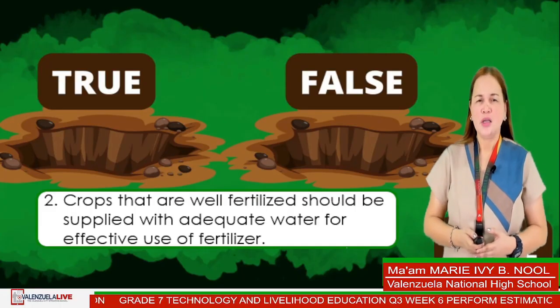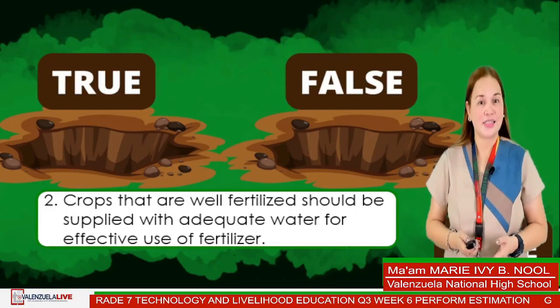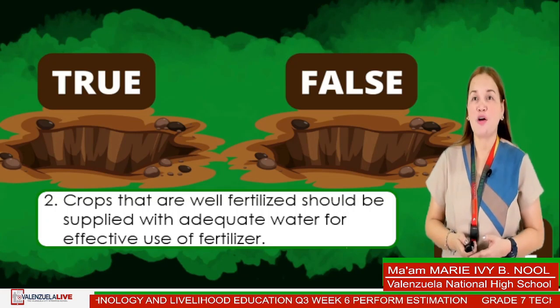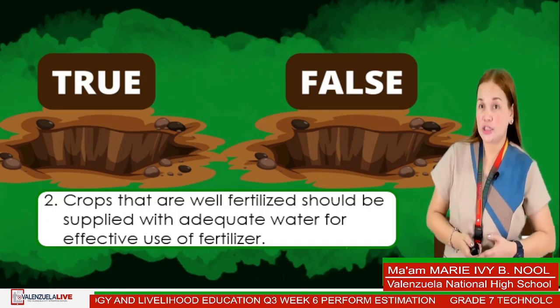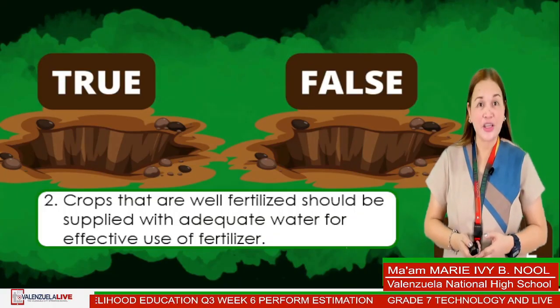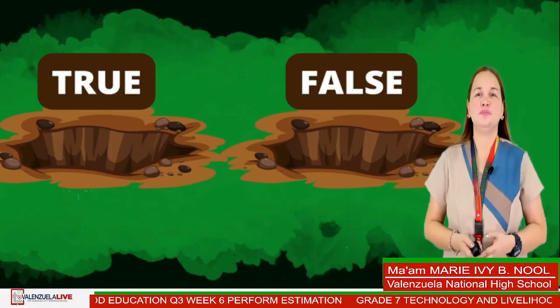Number 2. Crops that are well fertilized should be supplied with adequate water for effective use of fertilizer. Is it true or false? The answer is true.